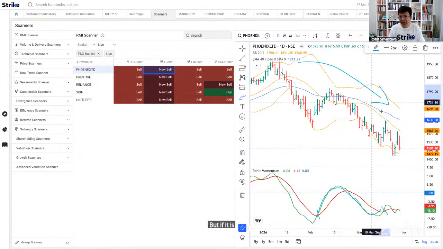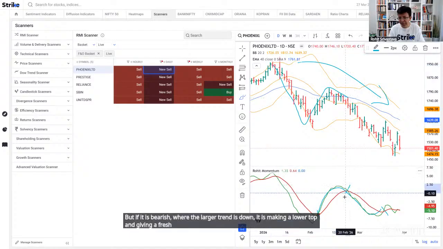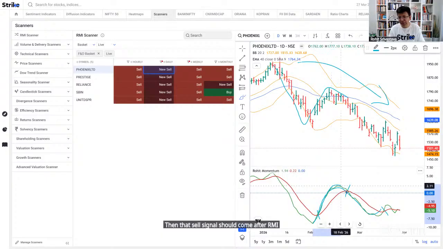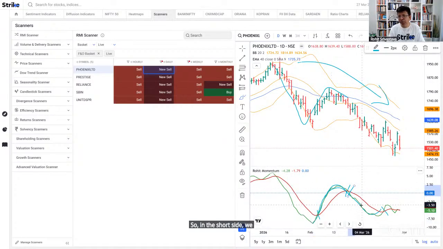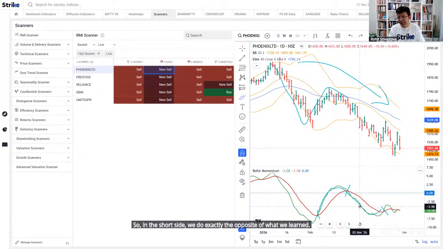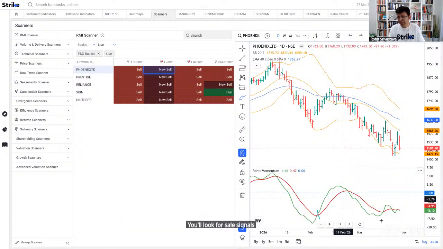But if it is bearish, where the larger trend is down, it is making a lower top and giving a fresh sell signal here, then that sell signal should come after RMI has gone to zero and then falling again to give a sell signal. So on the short side, we do exactly the opposite of what we learned, because we learned it for the buy side. Now on the sell side, we'll do the opposite. We'll look for sell signals that come from above the zero line.